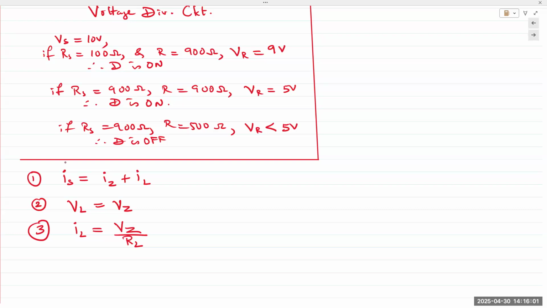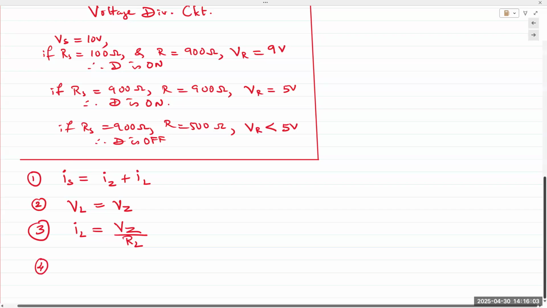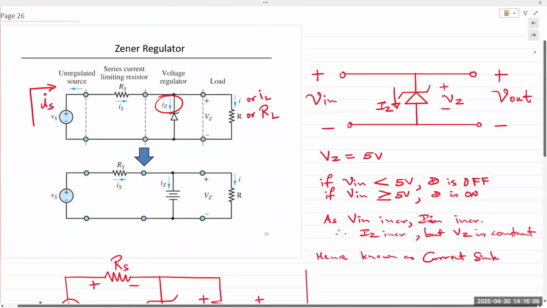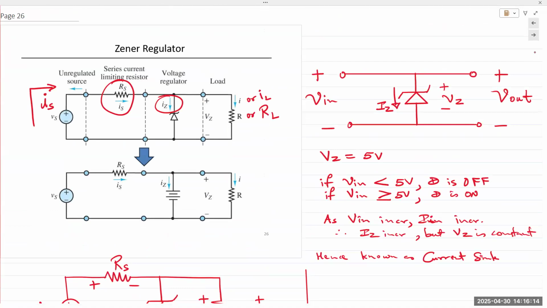And then finally, the fourth point is that this total supply current IS can be determined by applying Ohm's law to RS. RS has two voltages on either side. On the left side, it has the supply voltage VS. On the right side, it has the Zener voltage VZ, right? Common terminals for VS and VZ. VS on this side, VZ on this side. So the difference between the two ends of the resistor is VS minus VZ.